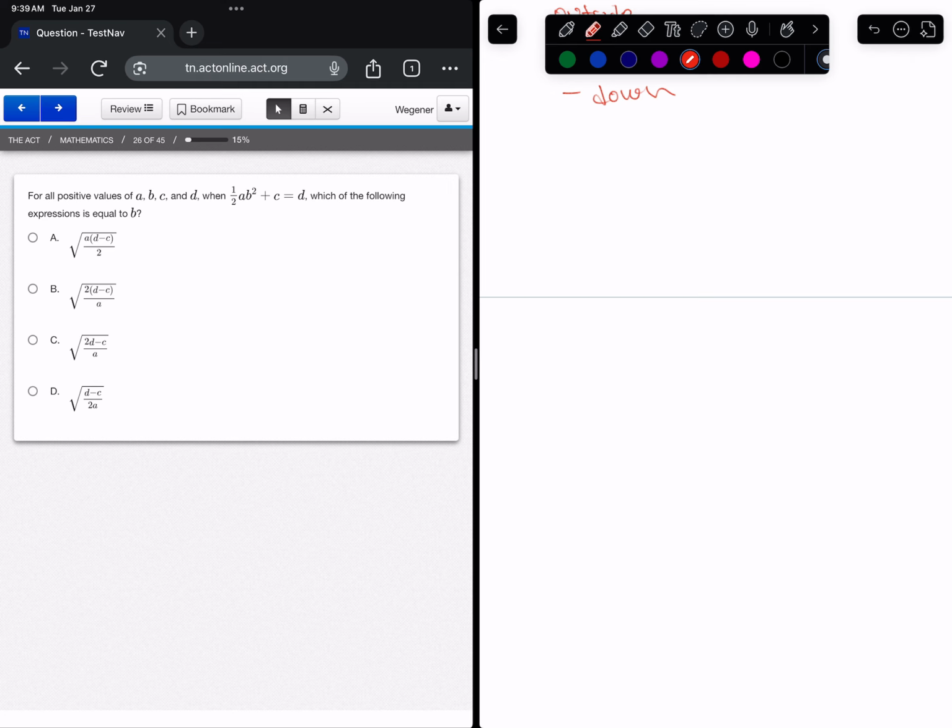So for all the positive values A, B, and C, when 1/2 AB squared plus C is equal to D, which of the following is equal to B? Where is B? Well, it's right here. Ultimately, that just basically says isolate B. Kind of like when you're finding what X is and you want to isolate it. Here, it's saying isolate B instead.